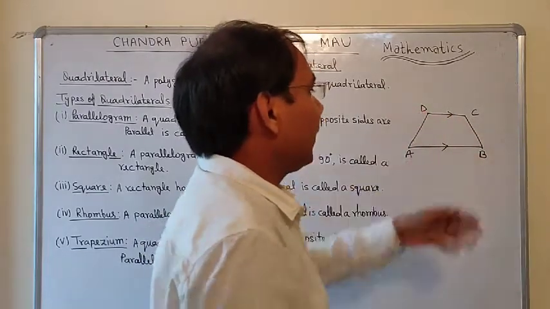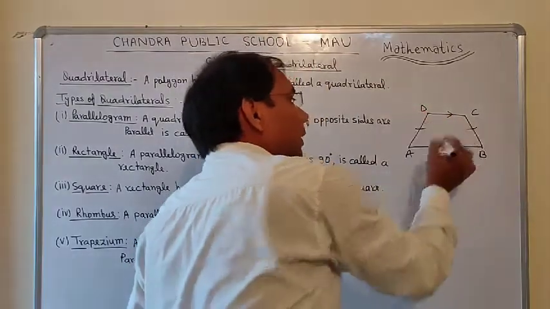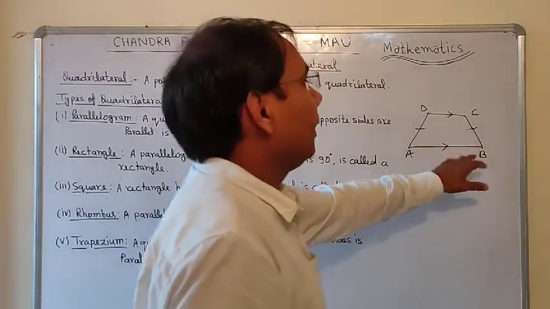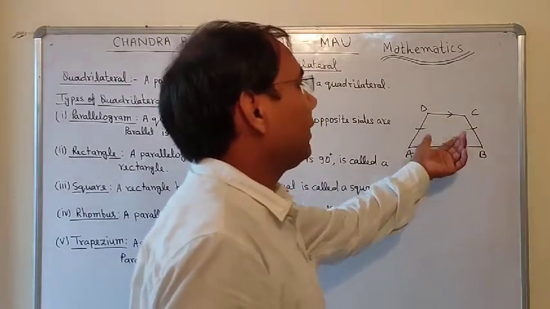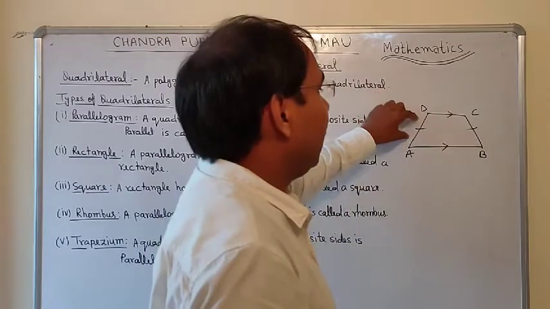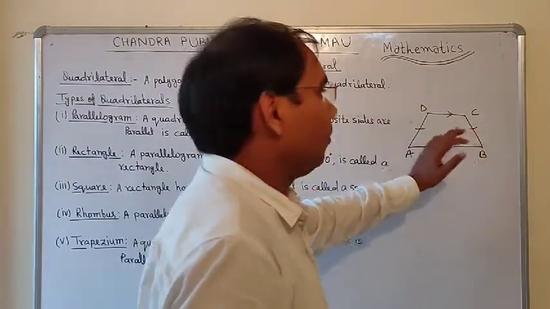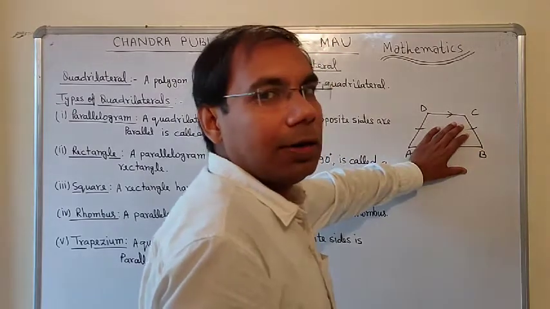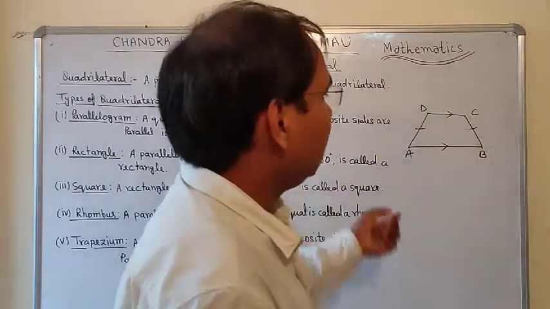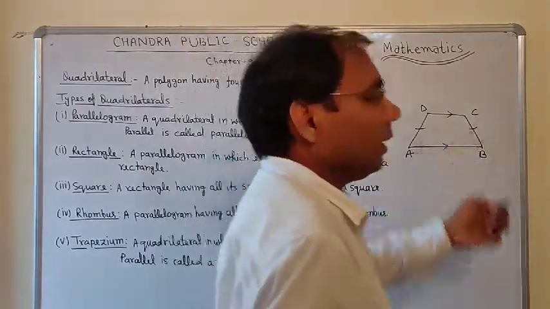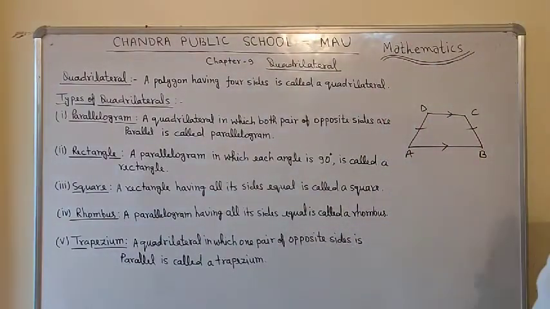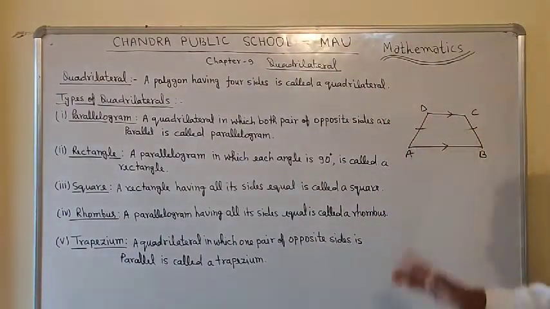So if in a trapezium non-parallel sides are equal, if you are given that ABCD is a trapezium in which AB parallel to CD and AD equal to BC, where non-parallel sides are equal, then this trapezium is called isosceles trapezium. So here ABCD is an isosceles trapezium. Reason is that here non-parallel sides are equal.